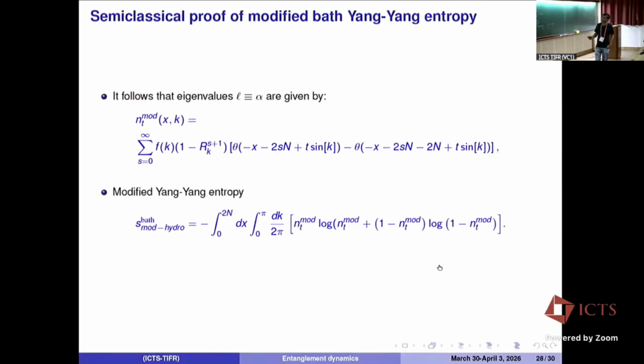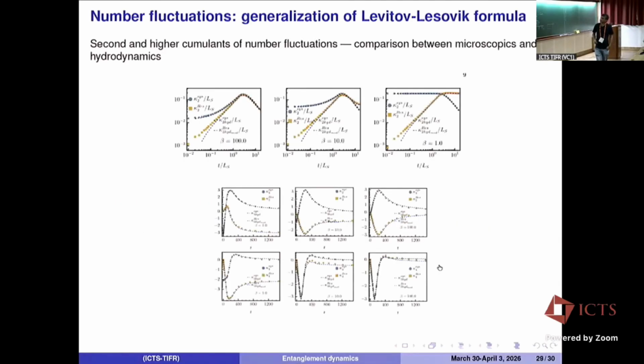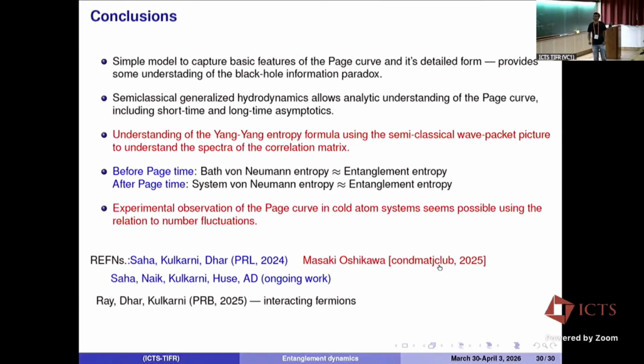Again, this is using the modified hydrodynamic theory. This is a comparison of the exact microscopics and the hydrodynamic theory predictions for the second cumulant, and this is the third and fourth cumulants. You can see there's really fantastic agreement between the hydrodynamics and exact numerics. So I'll just stop here.